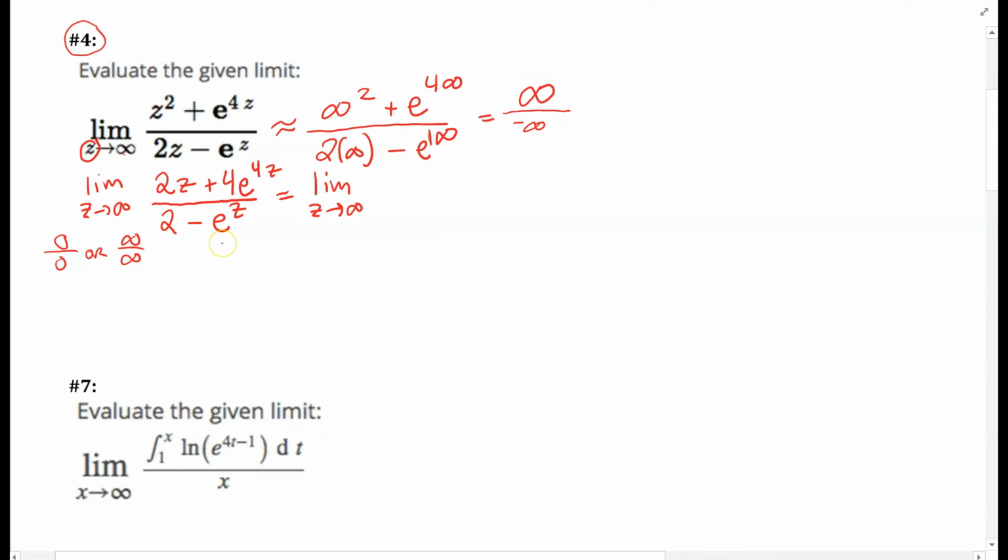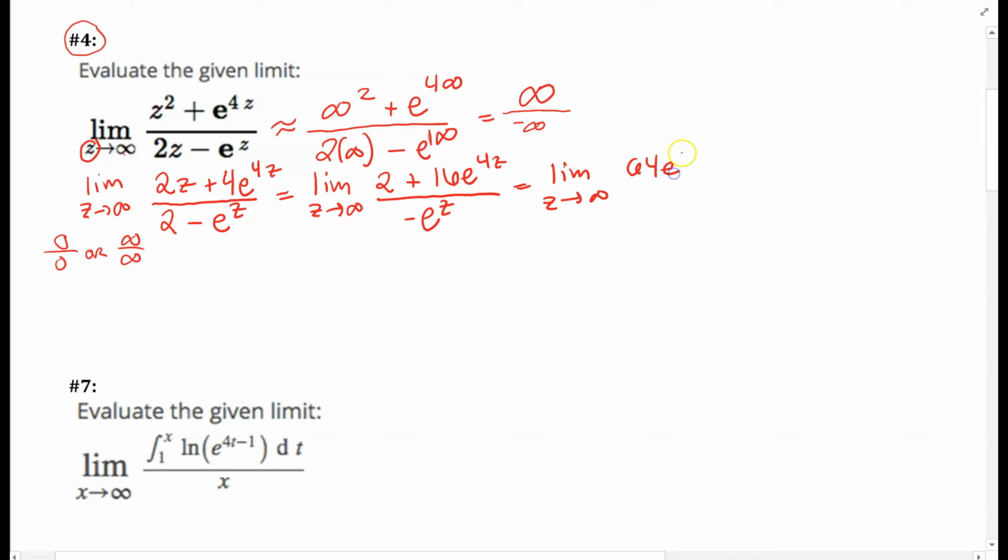They're still both infinitely large. And then the derivative of 2z would be 2, and then 4 times e to the 4z would be 16 e to the 4z, and then all of that's divided by negative e to the z. And I still have infinity over infinity, although maybe it's becoming more obvious to you that the numerator is definitely larger. So this limit is going to be approaching negative infinity. But I'm going to keep going using L'Hopital's rule. I'm going to continue taking the derivative of the numerator and the denominator.